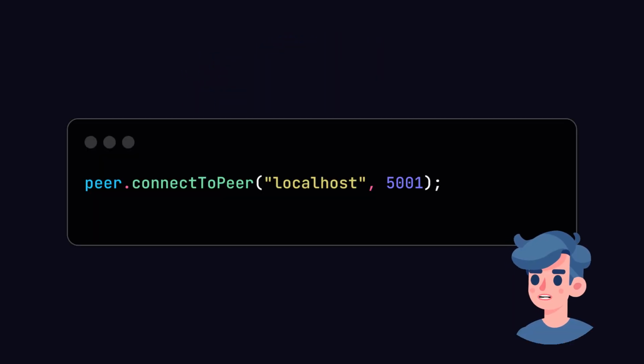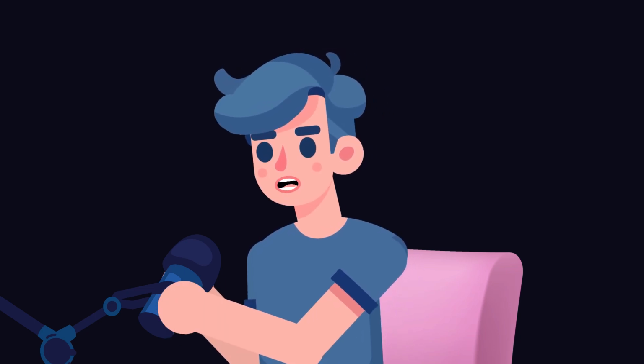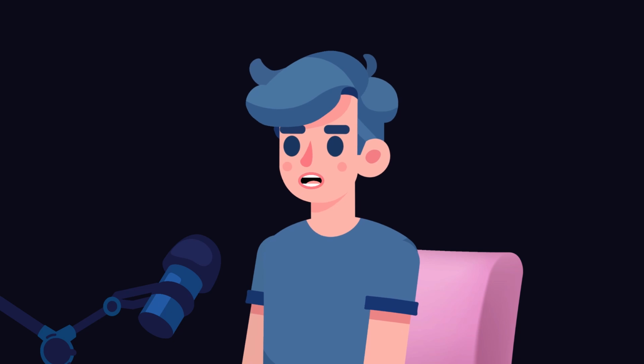Once both peers are running, try connecting Peer 5000 to Peer 5001 by adding a call to connectToPeer in the main method of Peer 5000, right after starting the peer. Now, when you run Peer 5000, it should send a message to Peer 5001 and print the received echo response. This confirms that our basic P2P functionality is working.